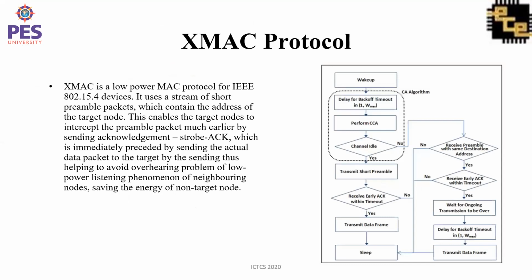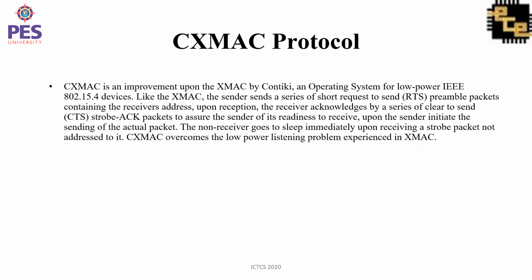We have another protocol called XMAC. It transmits a short preamble which has the destination address, and this is received by all the nodes. Once the nodes receive this packet, only if it is the destination address does that particular node receive the packet. This saves the energy of the non-target nodes. Based on this, there is the CXMAC protocol, which is an improvement of XMAC. As soon as the preamble is received, all nodes except the destination node go back to sleep, saving the power of listening.